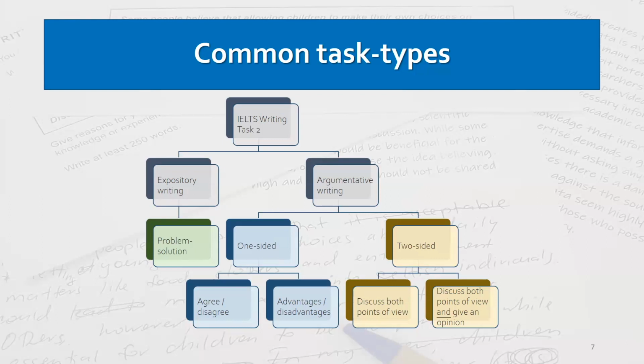So let me sum up from the diagram. Actually, we have two text types that we need to work on to prepare for our IELTS writing exam. That is expository and argumentative writing. And under these two terms, we can have 5 different types of tasks: problem solution essay, agree or disagree, advantages or disadvantages, discuss both points of view, or discuss both points of view and give an opinion. So altogether, 5 different types of tasks.